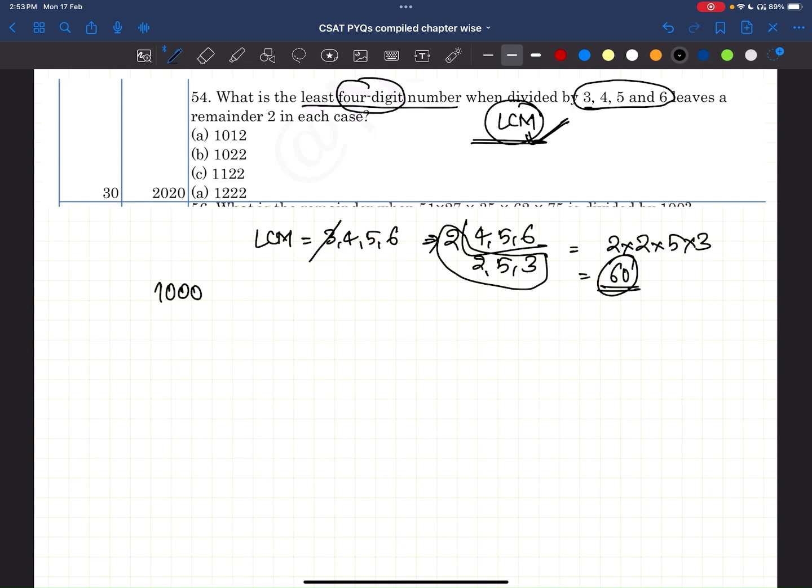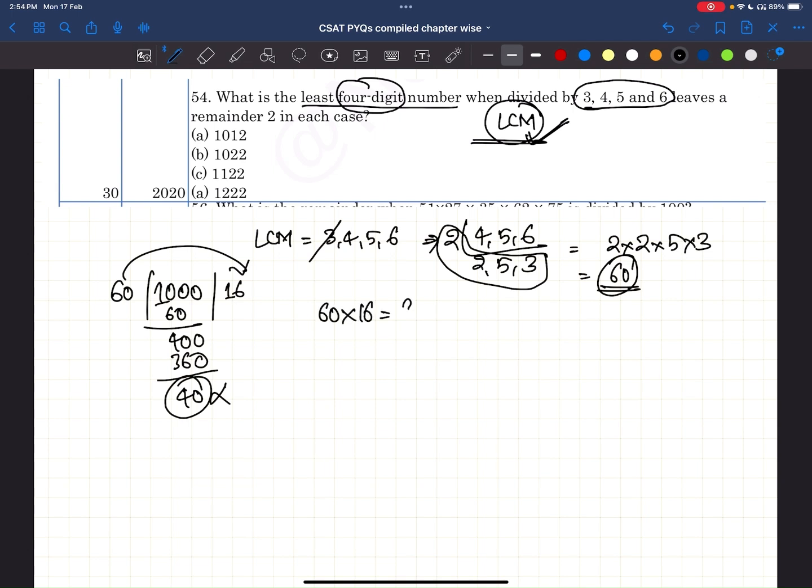For this we'll take 1000, which is the least 4-digit number possible, right? We'll divide it by 60. What does it come to? 60 times 16 is 960, remainder is 40. Let's leave the remainder by multiplying 60 into 16. We'll get 960. This is the highest possible 3-digit multiple of LCM 60.